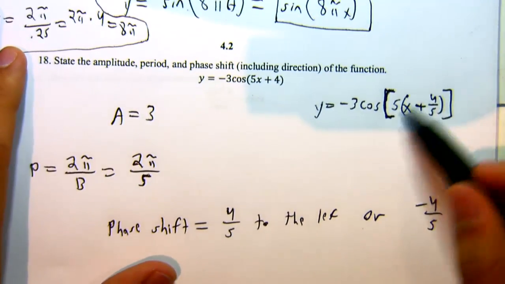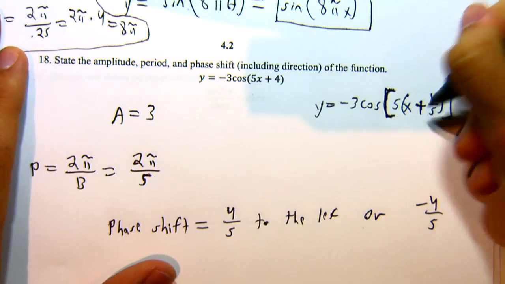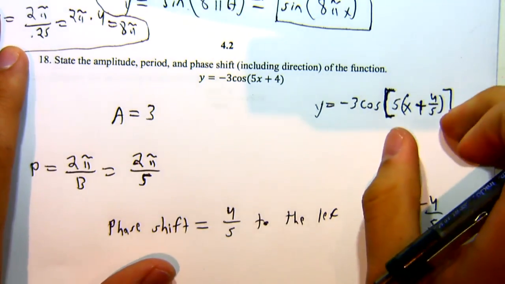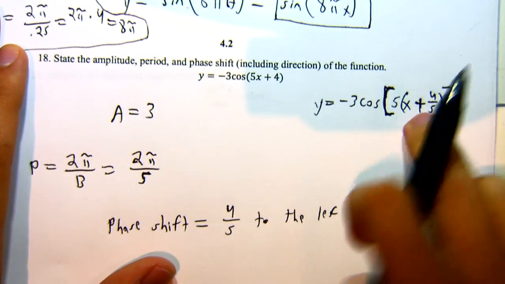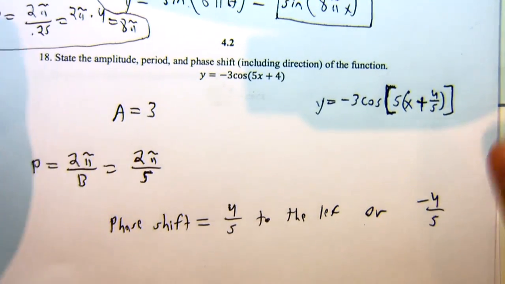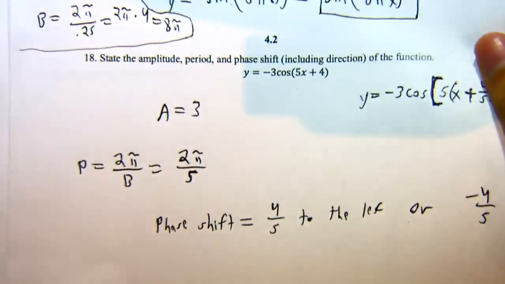And remember that it's going to be the opposite of the sign you see here. So when it's inside these parentheses, if it's positive, it goes to the left. If it's negative, then it goes to the right. Right?